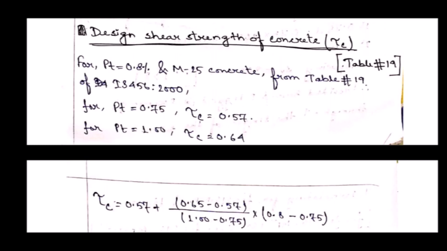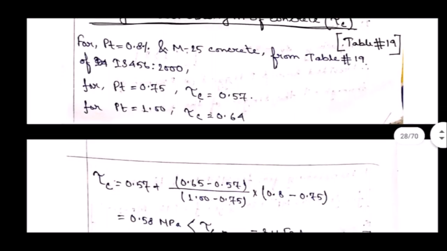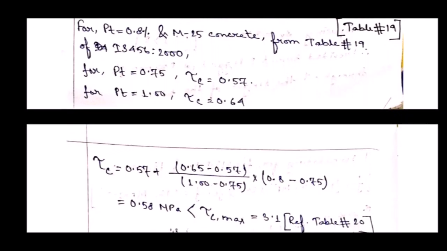So from table number 19 of IS 456/2000, we take the values for percentage of steel 0.75, the tau c is 0.57, and tau c for percentage of steel 1 is 0.64. So we have these two values, and for percentage of steel 0.8, the value should lie between these. So from interpolation we may find out the value. So tau c is equal to 0.57 plus within bracket 0.65 minus 0.57 bracket close by within bracket 1 minus 0.75 bracket close multiplied by 0.8 minus 0.75. So ultimately the value of tau c is 0.58.